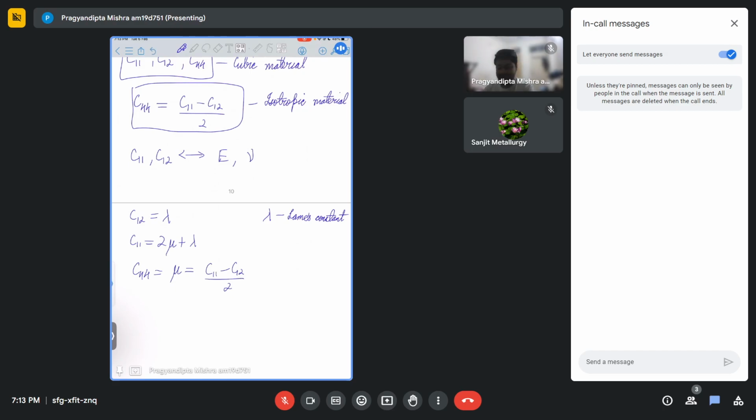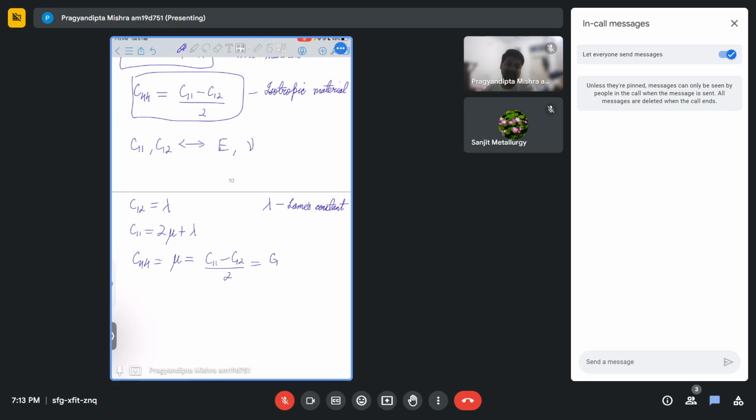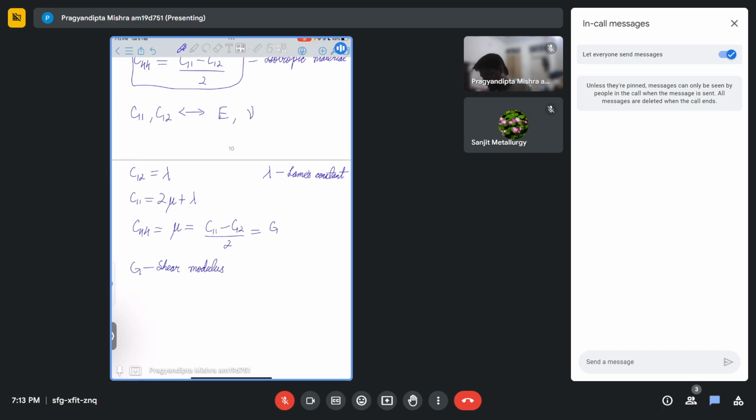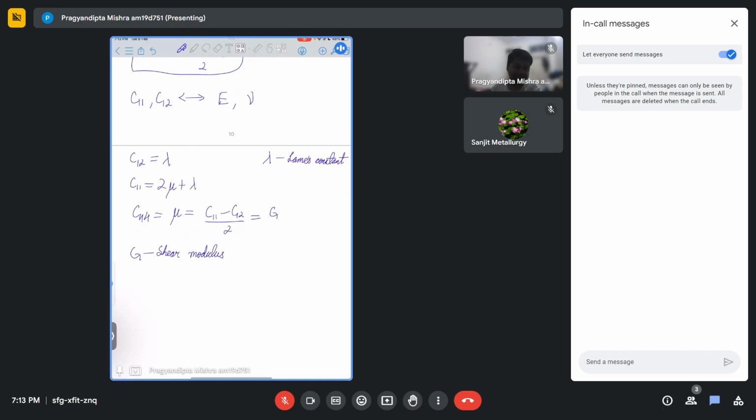Again, this is something that you don't have to remember. It is just something I'm telling you in case you go into advanced studies within the same course, where you might need this. So your C44 is equal to mu or G, where G is your shear modulus. So what we now have is your shear modulus G is equal to your C44 in isotropic materials, and in cubic materials as well, but we are only talking about isotropic. And then your C11 will be equal to 2 times G plus lambda, where lambda is equal to C12.